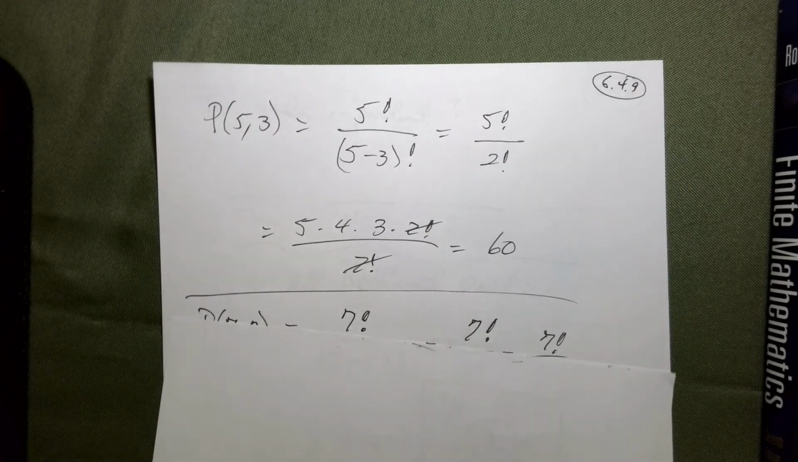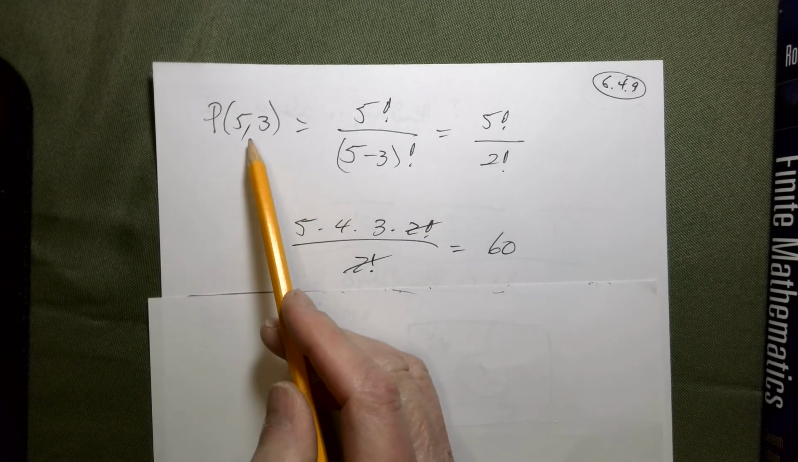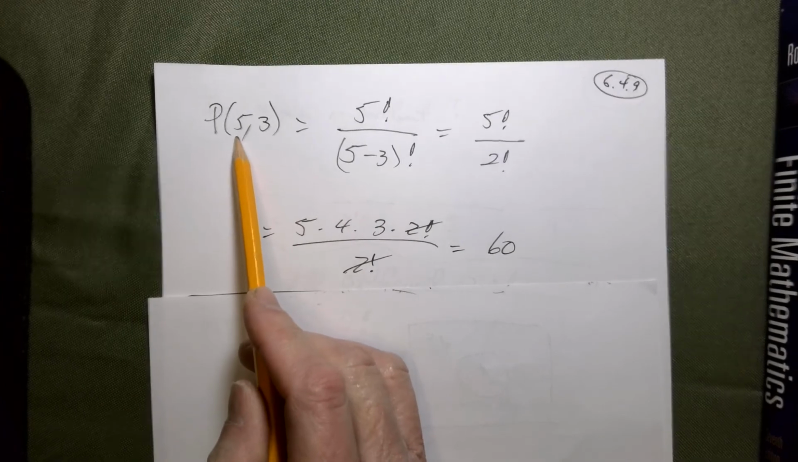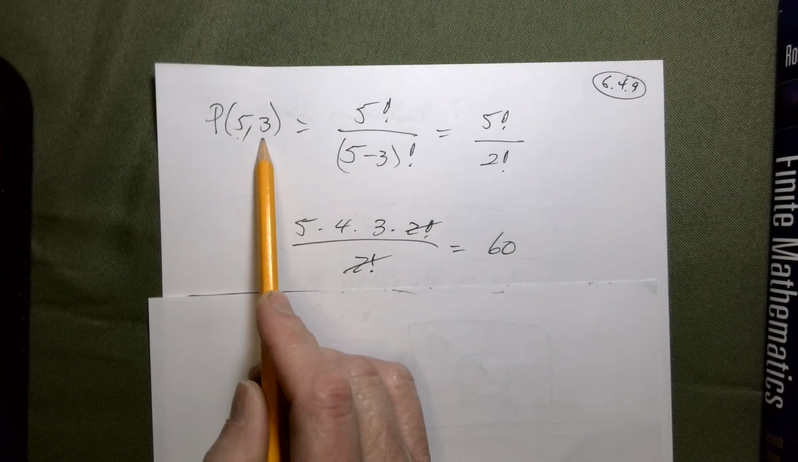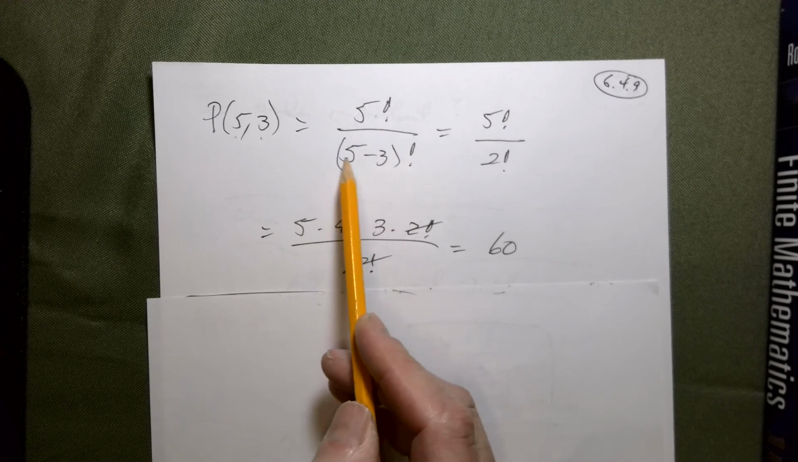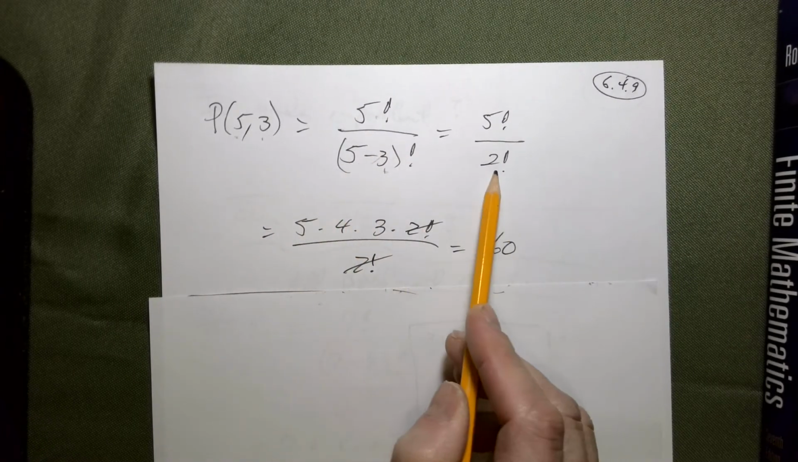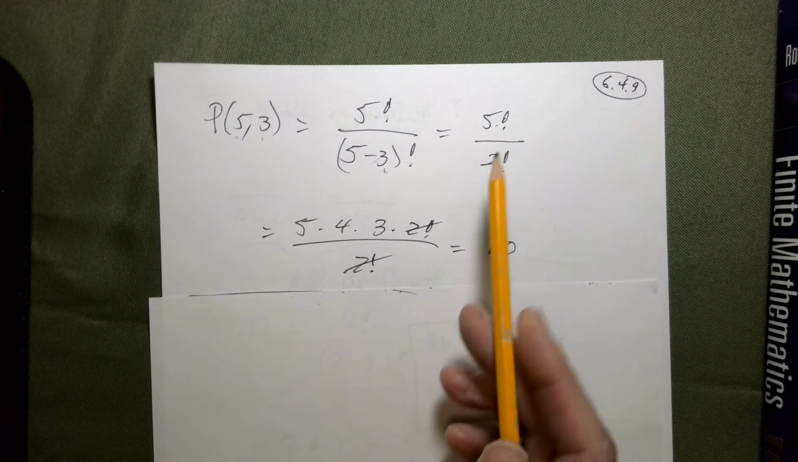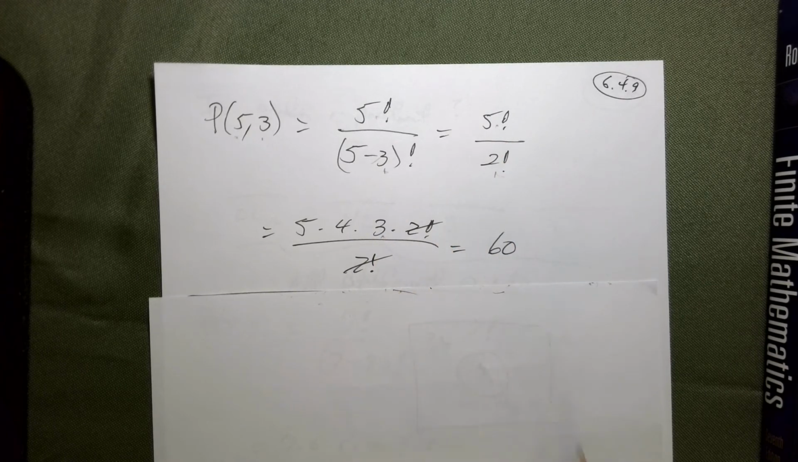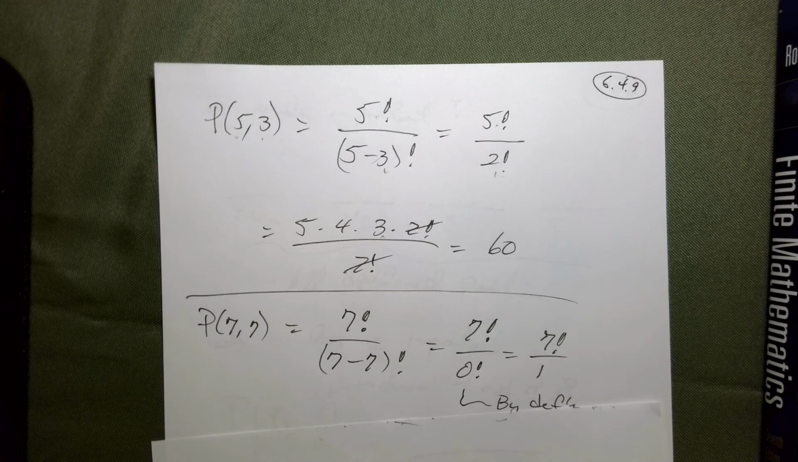So, this is our horse racing problem again. I've got 5 horses, 3 places. 5 factorial divided by 5 minus 3 factorial. Do what's inside the parentheses. 2 factorial. Stop the top at 3. Cancel. You get the same answer.